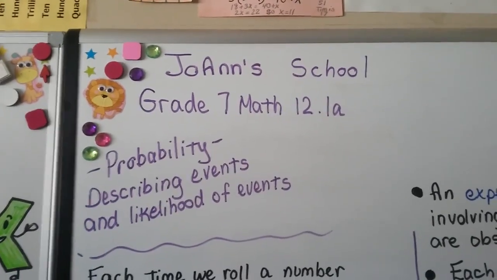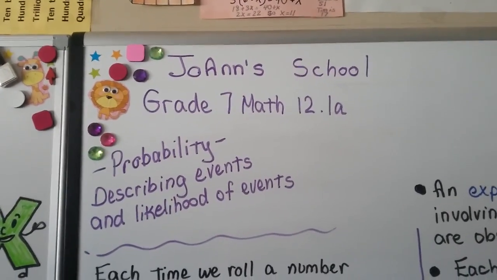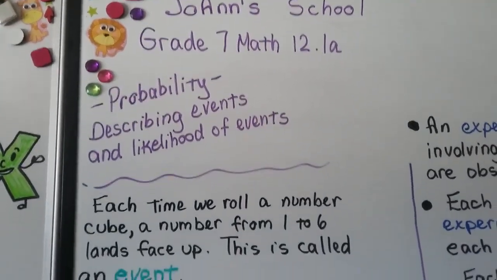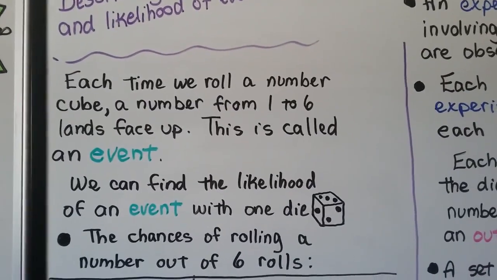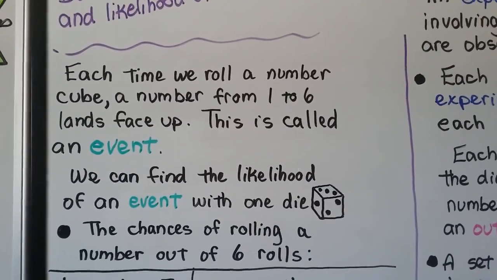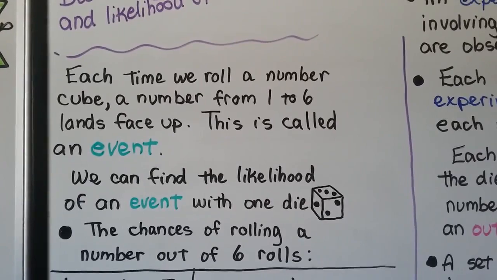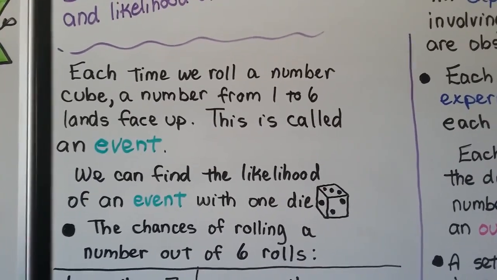Grade 7 Math 12.1a, Probability: Describing Events and Likelihood of Events. Each time we roll a number cube, a die, a number from 1 to 6 lands face up. This is called an event. We can find the likelihood of an event with one die.